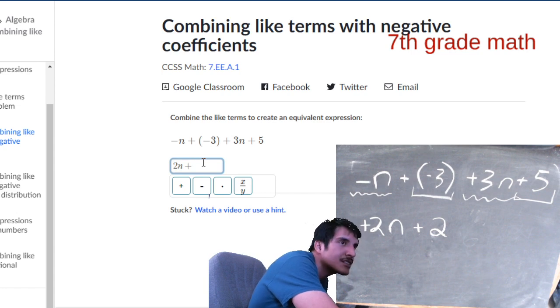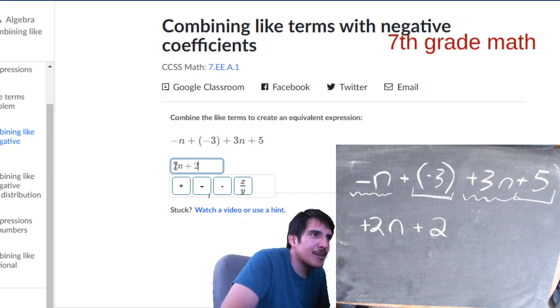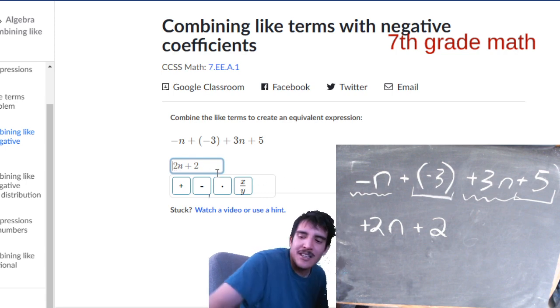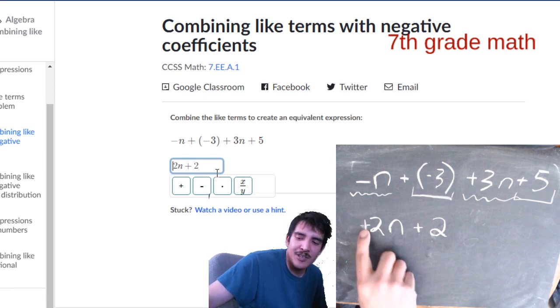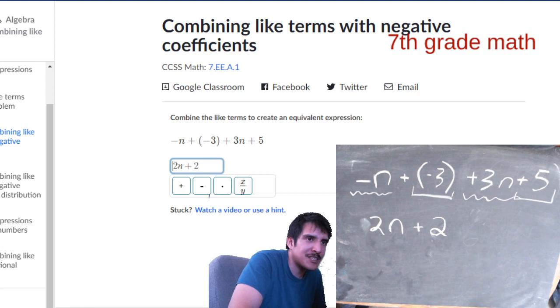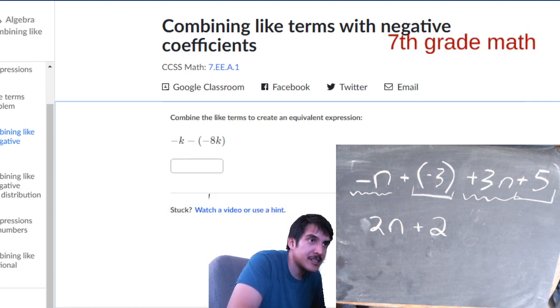2n plus 2. I wonder if it counts it wrong if I put a plus at the beginning. Nobody usually does that, because if you don't put a sign in the front, it just means it's positive. I'm not gonna risk it. I have a plus 2n here, but just know that positive 2n is just 2n. Okay, 2n plus 2. Hooray!